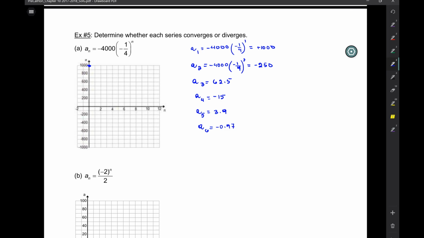When n is 1, we're at 1,000, and then when n is 2, we're at negative 250. Oh, this was 1, not 0. When n is 2, we're at negative 250, and then 62.5, and then negative 15, and then 3.9, and then negative 0.97. So what do you think? Divergent or convergent?